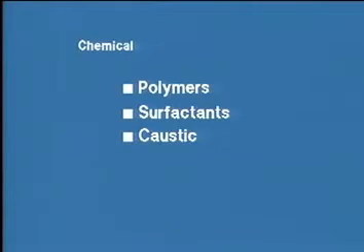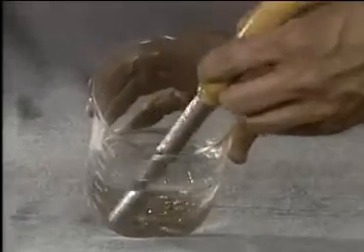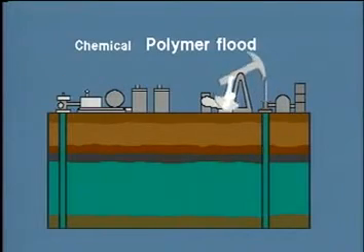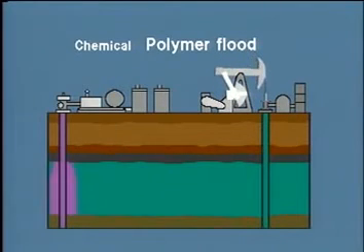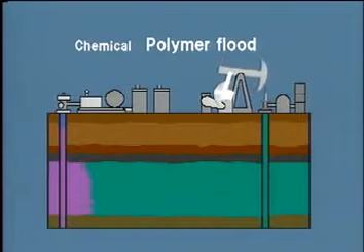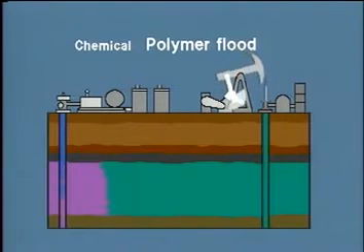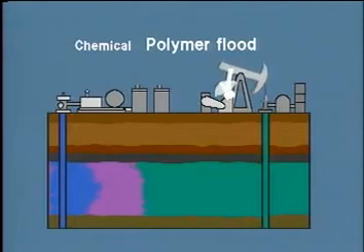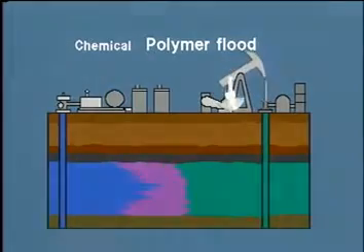The chemical processes of major importance today are those involving the addition of polymers, surfactants, or caustic to the injected water. In a polymer flood, a long-chained molecule called a polymer is added to the injected water. Because polymers are expensive, we normally inject only a slug of polymer solution, shown here in purple, which is pushed through the formation from behind by conventional water injection. The polymer increases the viscosity of the water, thereby improving the mobility ratio and increasing the recovery efficiency.